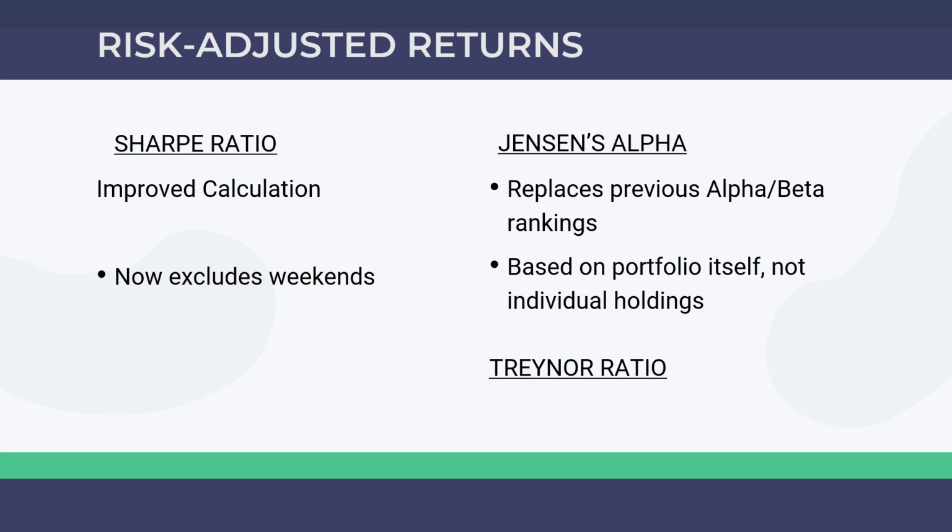This replaces our previous Alpha Beta rankings. The biggest difference is that our Jensen's Alpha is based on the portfolio itself, not the individual holdings. That way, the Jensen's Alpha, the risk-adjusted return, is basically based on everything in the portfolio.